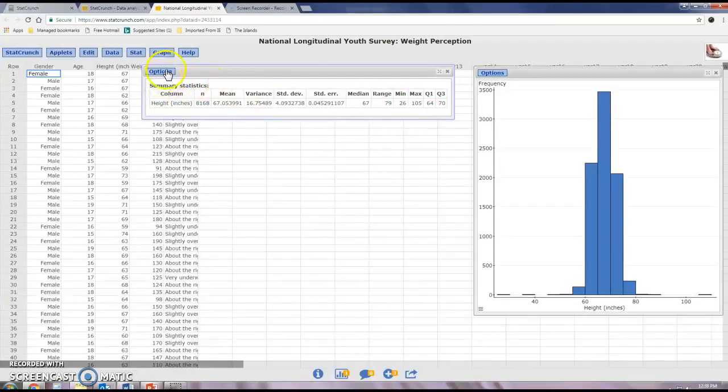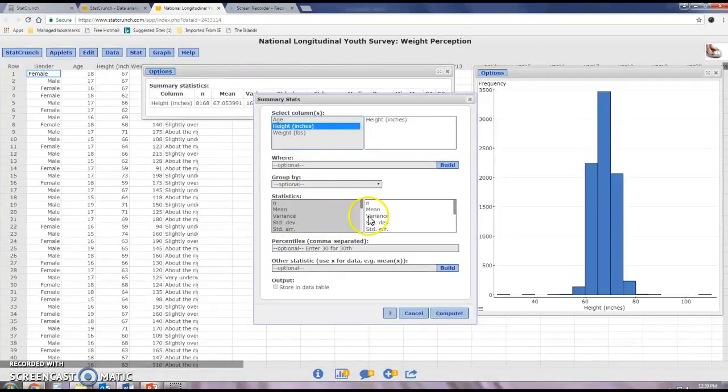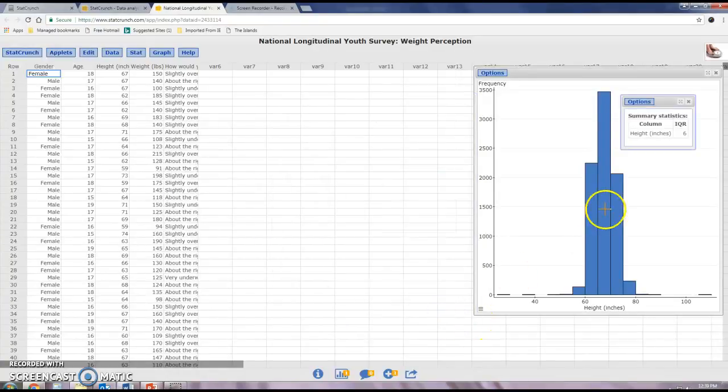But if you explicitly want the interquartile range, you can edit this and ask it for the interquartile range over here in statistics. Scroll down. You can ask it to give you the interquartile range. Here's interquartile range. Probably should have kept the other stuff too, but maybe I will do that now.